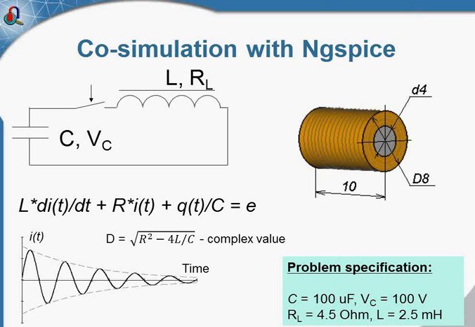So the equation describing the process in this circuit is presented here. And the solution depends on this value. And in case of the complex value, we will have the oscillating process fading in time. Now let's start QuickField.